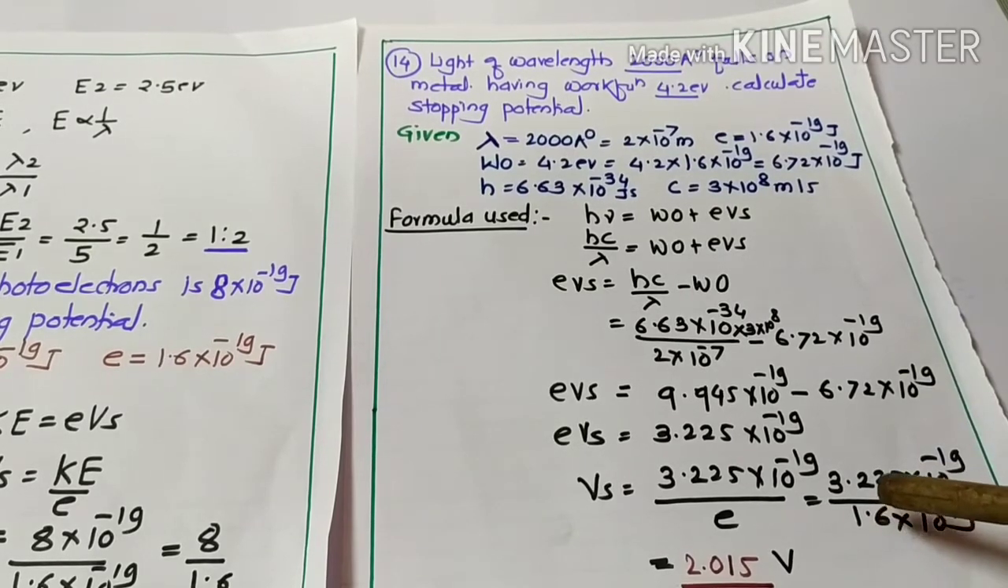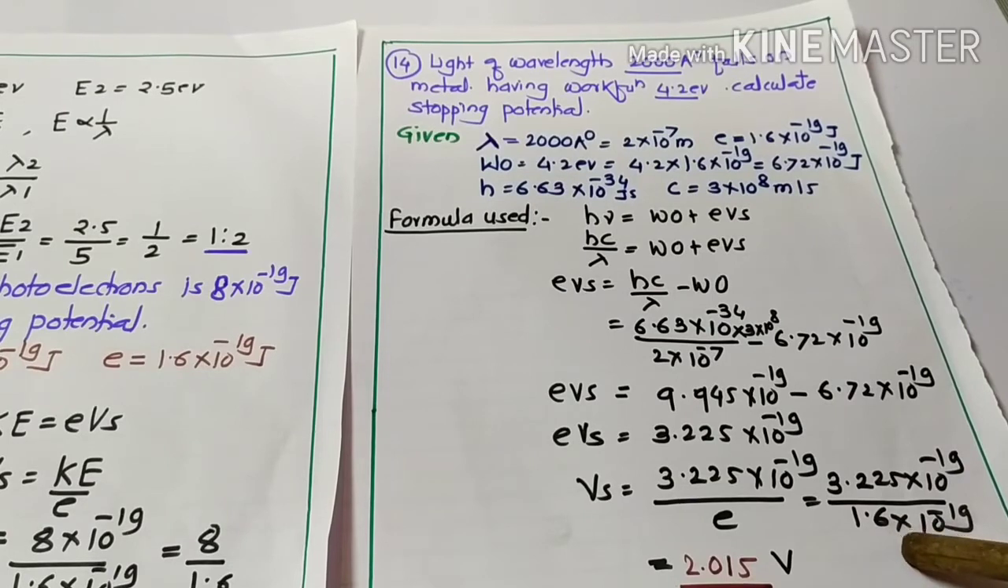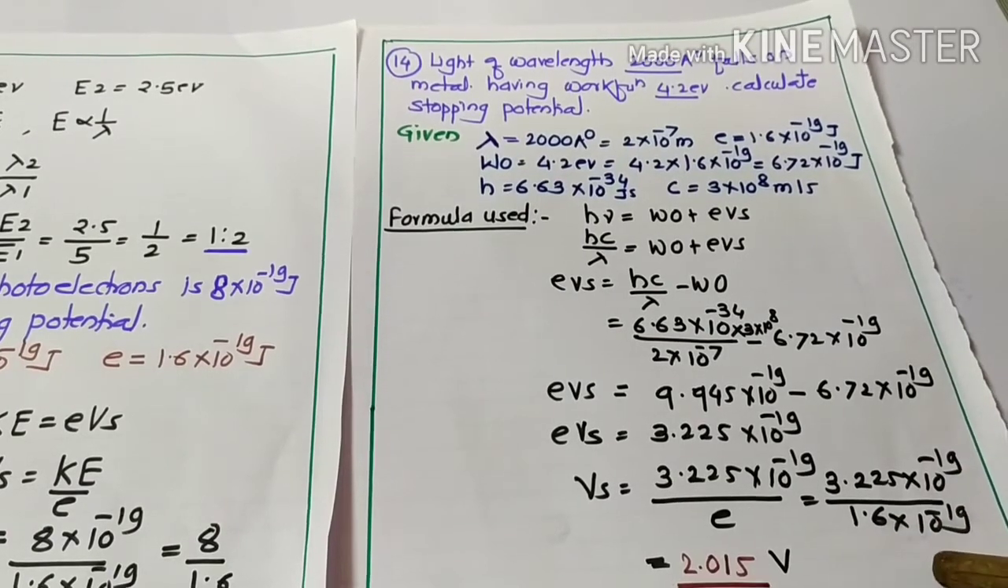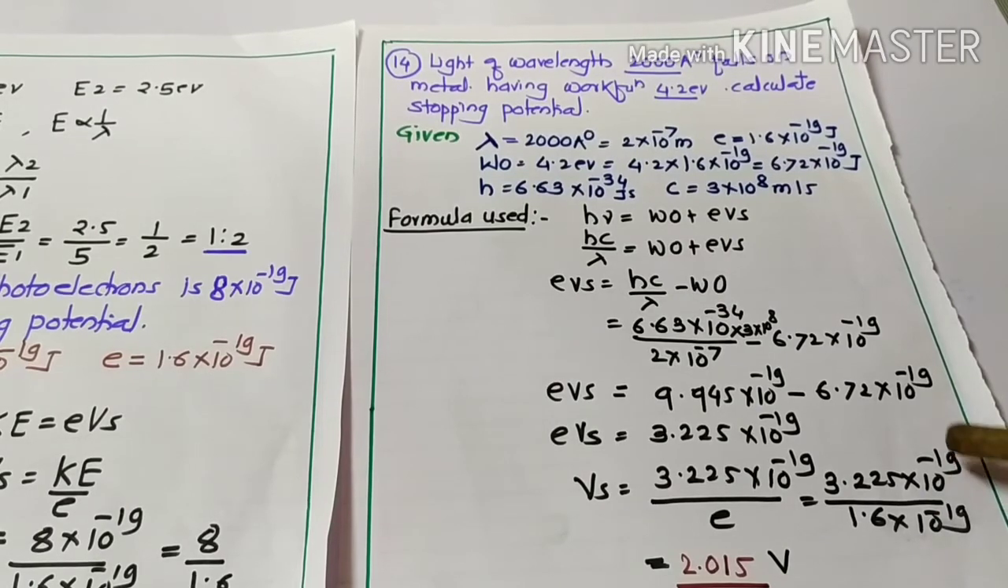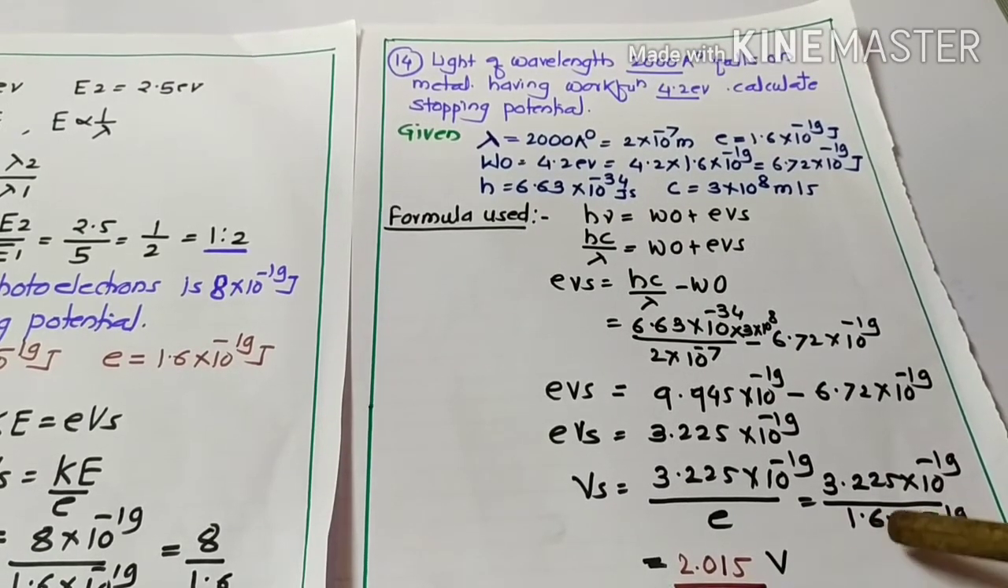Therefore, 3.225 into 10 raised to minus 19 divided by 1.6 into 10 raised to minus 19. The 10 raised to minus 19 get cancelled. Then 3.225 divided by 1.6 is given as 2.015 volt. You can calculate this by using a log table.